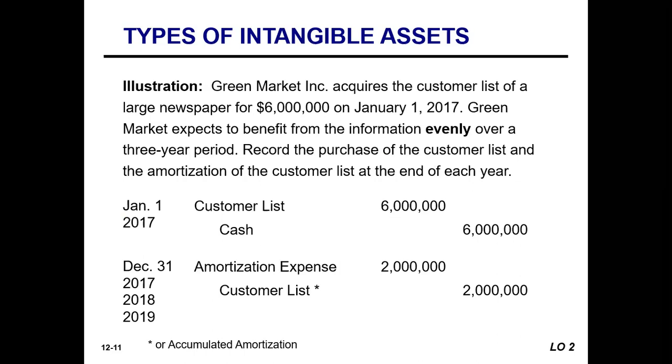So, again, when we purchase an asset, we're debiting the asset, in this case, customer list, crediting cash. And then if we're dividing this up over 3 years, then every year we're going to debit amortization expense, credit accumulated amortization, or as it's showing here, credit the asset directly.